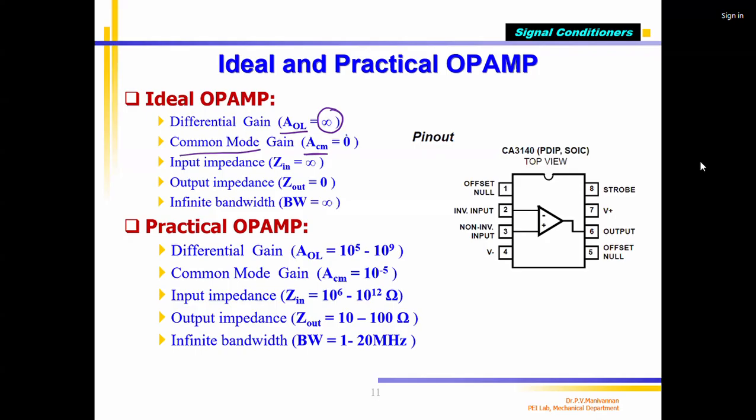Correct? That should be zero. Theoretically, common mode gain should be zero. What it is, we'll see next slide. Then the next important point is called input impedance of the op-amp.